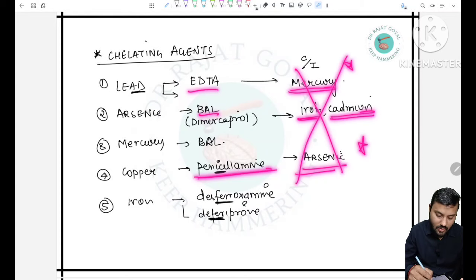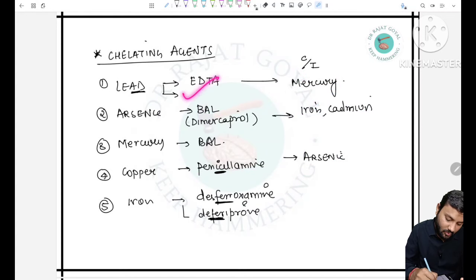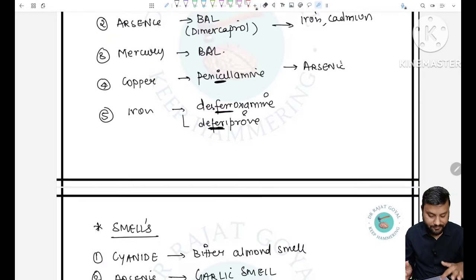So these are not so important, but these are important to remember the chelators of all the metallic poisoning.